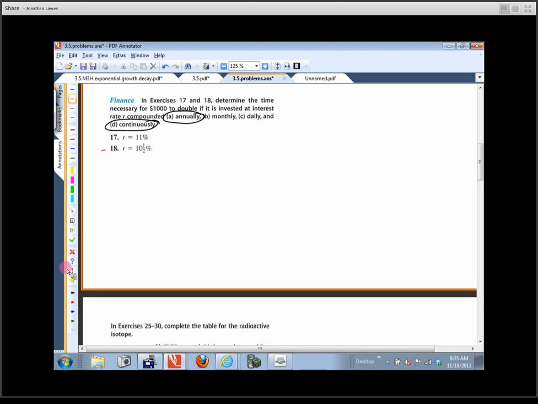So let's do number 18. Okay, annually would be this. What's N if we pay annually? 1. So this would just be A equals P(1 + R) raised to the N times T, 1 times T, because you divide by 1 and times by 1. And continuously would look like this: A equals P E to the RT, right?